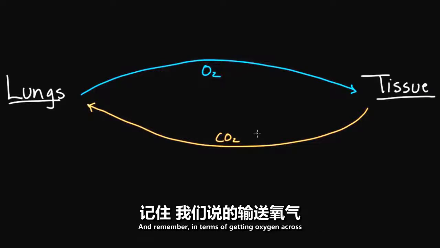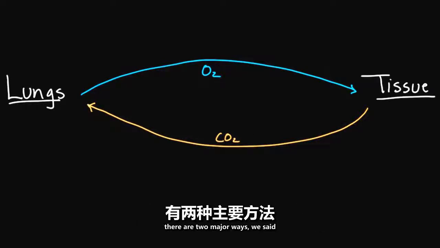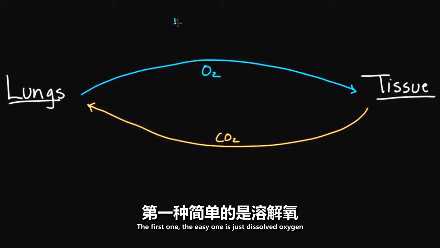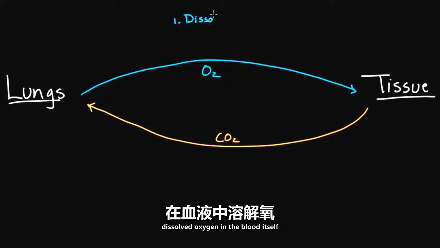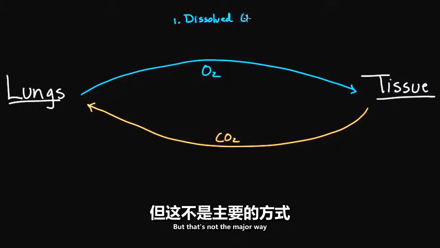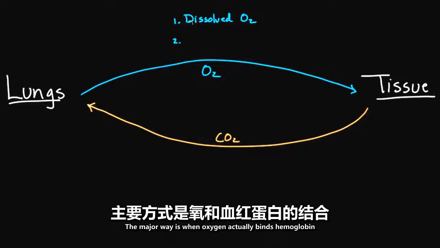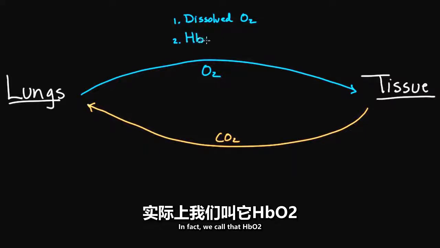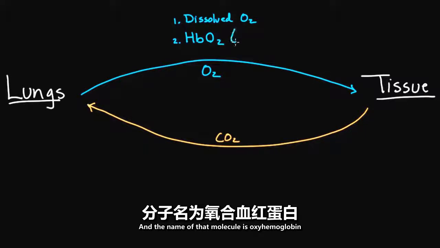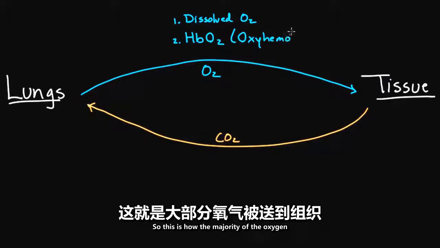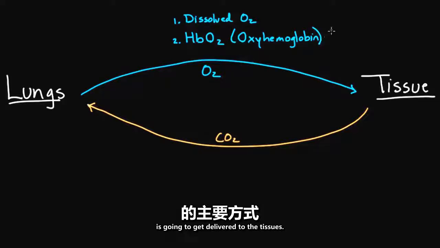And remember, in terms of getting oxygen across, there are two major ways we said. The first one, the easy one, is just dissolved oxygen. Dissolved oxygen in the blood itself. But that's not the major way. The major way is when oxygen actually binds hemoglobin. In fact, we call that HbO2, and the name of that molecule is oxyhemoglobin. So this is how the majority of the oxygen is going to get delivered to the tissues.